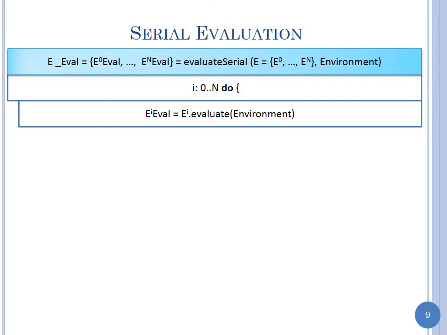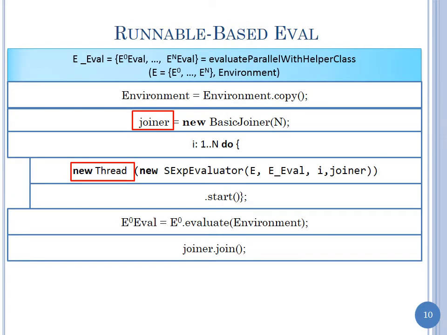We are going to extend what we did with parallel evaluation in this lecture. So just to remind you where we were, we started with evaluate. Then we did serial. Then we did evaluate parallel two different ways, with lambda expressions and with the helper runnable class. And here I'm showing you the code with the helper class.